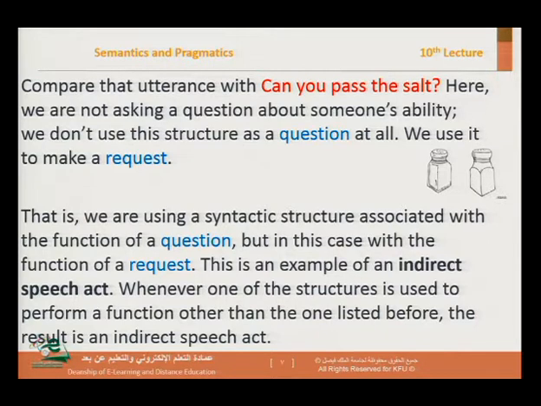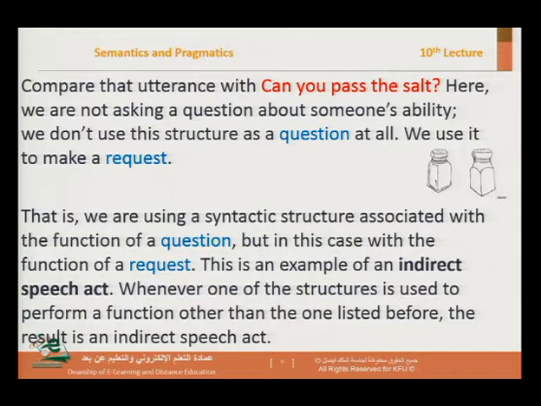Okay, so the function changed from a question to a request. Although it has a question mark and semantically it looks like a question, because the function has changed, we actually cannot call it a direct speech act because it's not direct.